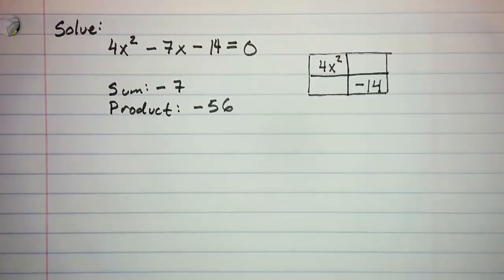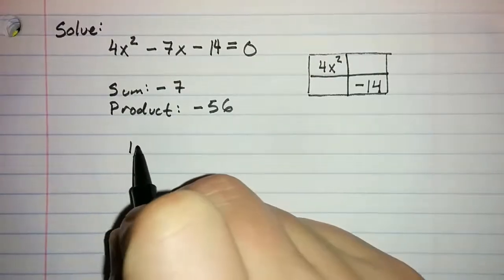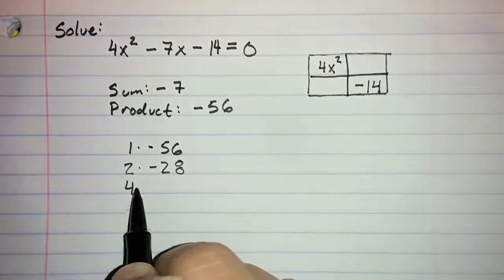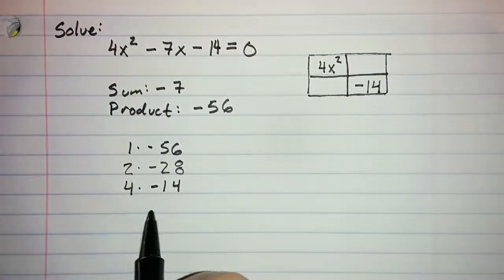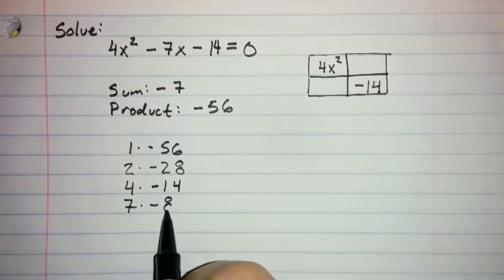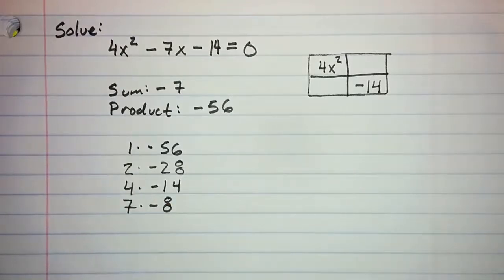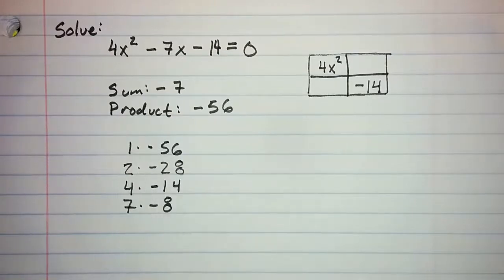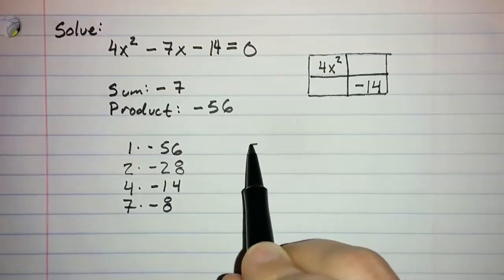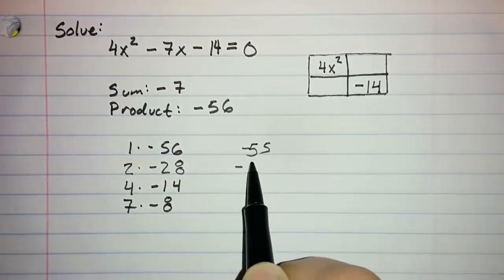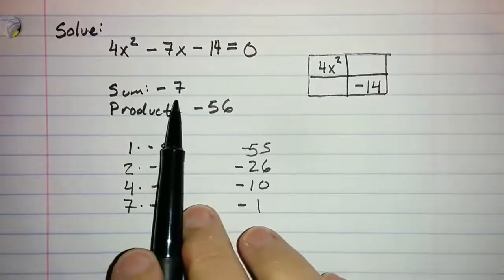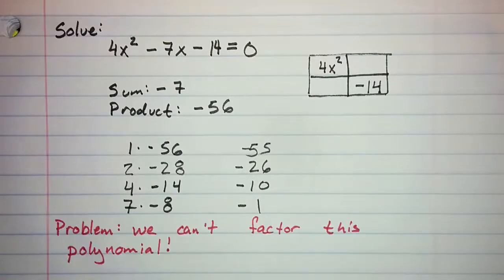But what are all of the ways we can get 56? We could have 1 times -56, 2 times -28, 4 times -14, and 7 times -8. And then all of those with the signs reversed. But these are the only ways we can get a product of -56. These add up to -55, -26, -10, and -1. -7 is not on this list. Maybe this equation just doesn't have any solutions.